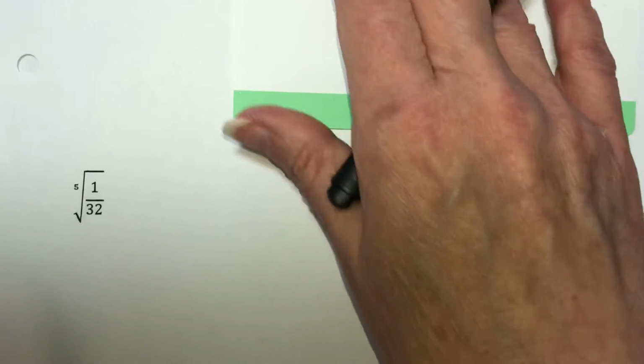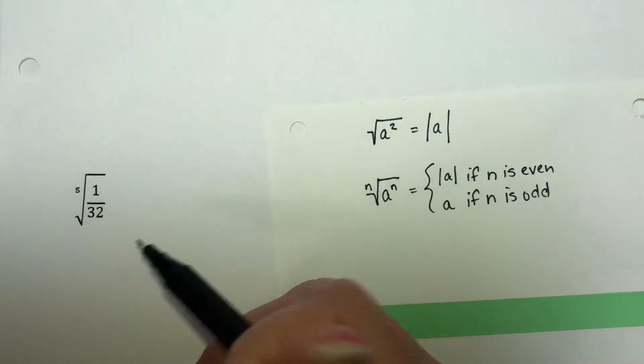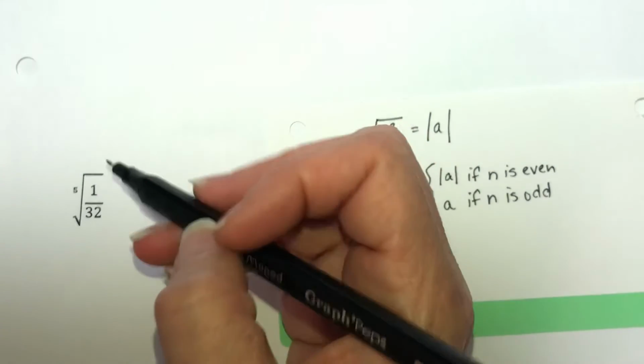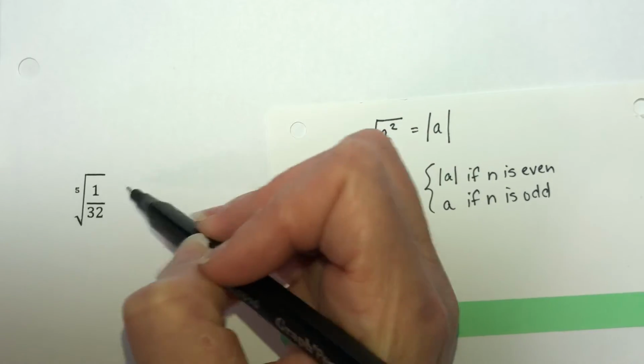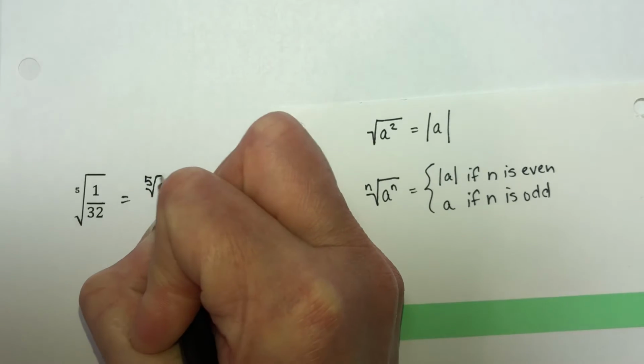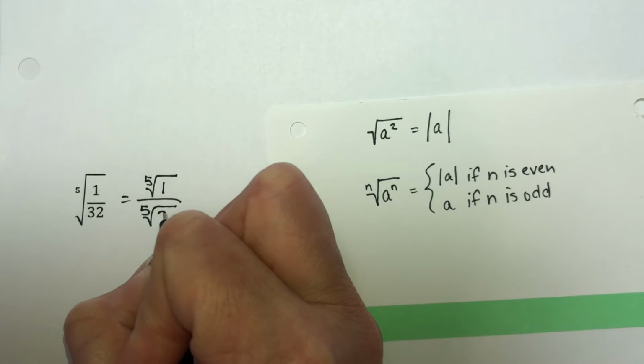So we've just used this property right at the top. Let's try this one: the 5th root of 1/32. Now, you might get panicky because, ooh, it's a fraction. But I'm going to give you a property that we technically don't learn until a later section. If you have a fraction under a root, you are allowed to split it up into the root of the top over the root of the bottom.